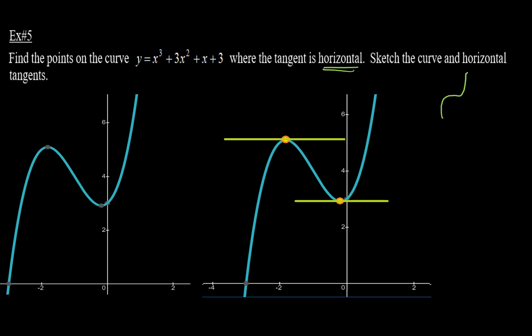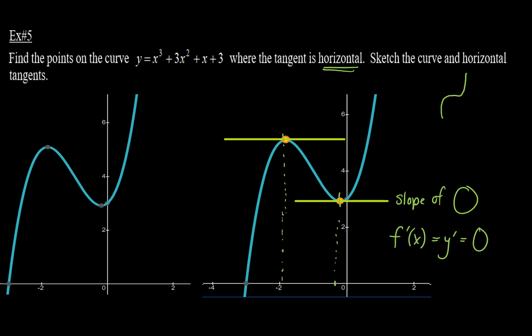Horizontal tangents, as you know, have a slope of what? All horizontal lines have a slope of what? Yeah, slope of 0. So what we are going to do is take the derivative. We're going to find y prime, and we're going to set that equal to 0. And that's going to give us the x values of where the minimums are.